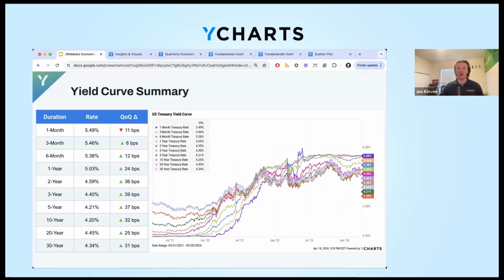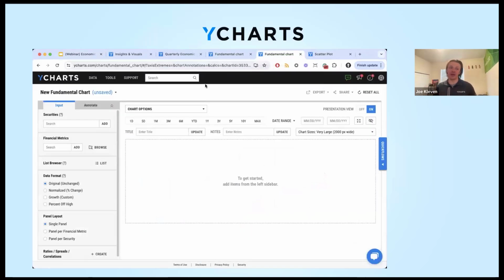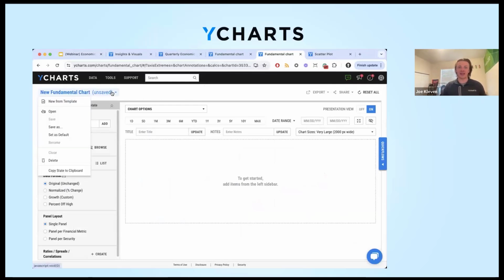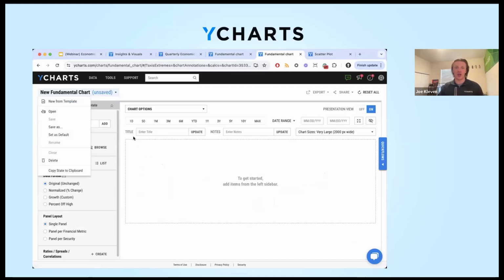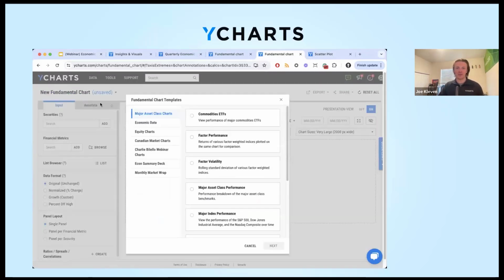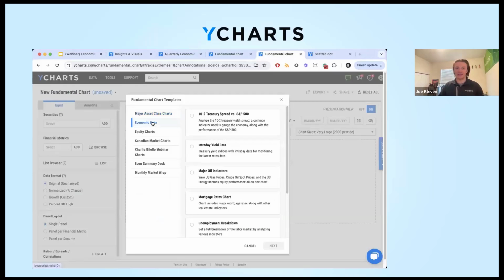And before we get to our final segment, which is those charts of the moment, I'm going to hop into YCharts real quick to show you all how you can access a template just like that yield curve chart with just a couple clicks. So back here in fundamental charts, from the tools drop down under visualize and fundamental chart, you can head up here to new fundamental chart, click new from template, and head down to economic data.